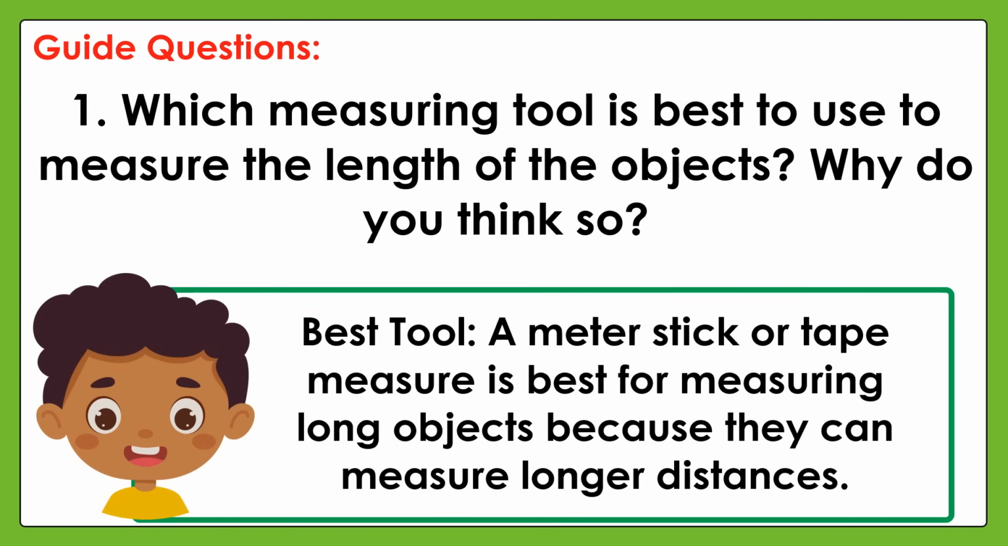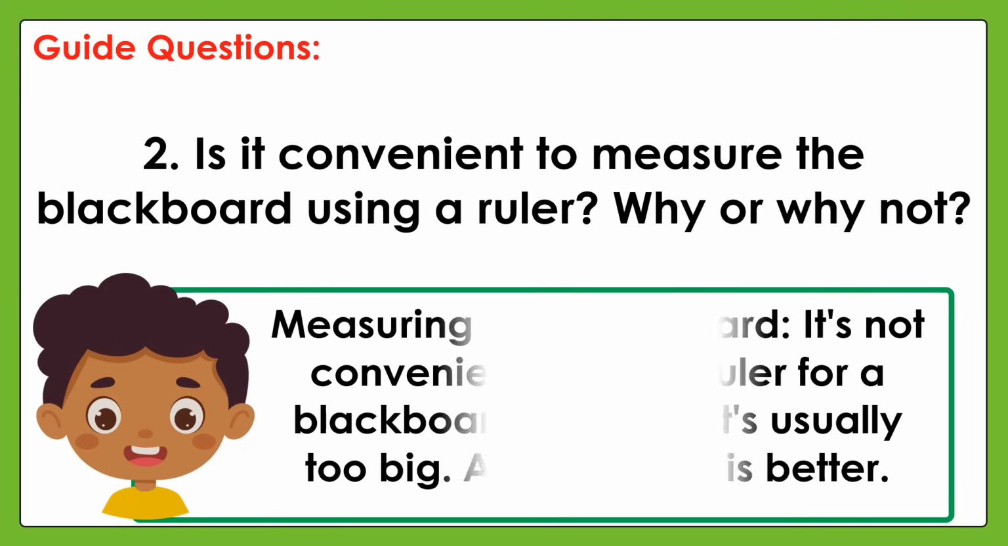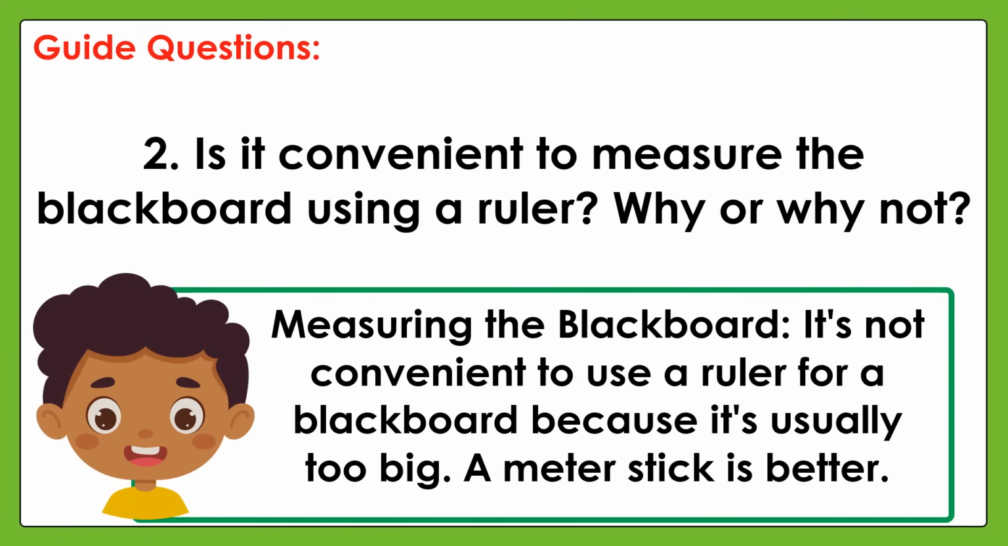The answer: a meter stick or tape measure is best for measuring long objects because they can measure longer distances. Number 2. Is it convenient to measure the blackboard using a ruler? Why or why not? The answer, measuring the blackboard. It's not convenient to use a ruler for a blackboard because it's usually too big. A meter stick is better.